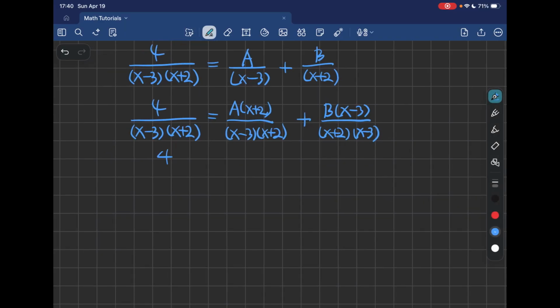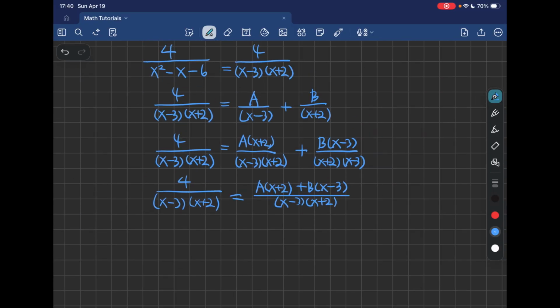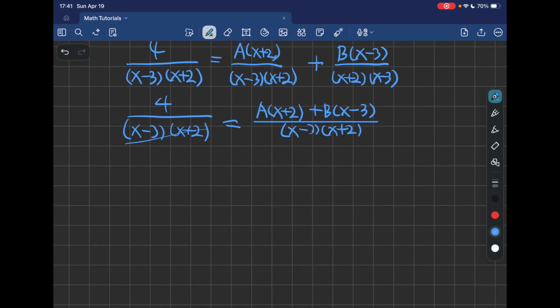So actually, we have the same thing here on the left side, right? And here, since they have the same denominator, we can just write a times x plus 2 plus b times x minus 3, and that entire thing over x minus 3 times x plus 2, right? So the logic is consistent here, and now we're just writing it in another way. We can get rid of the denominator here, so that means 4 equals a times x plus 2 plus b times x minus 3, right?